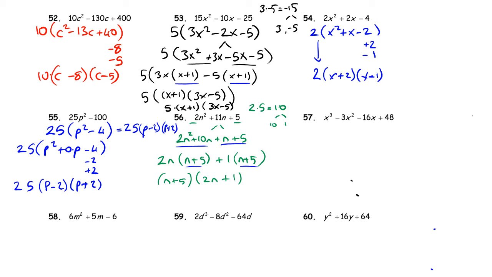Let's look at 57. This looks like a good example of the grouping method. We're going to group the first two and group the next two. In the first two, the greatest common factor is x squared. So let's factor out an x squared from the first two, x minus 3. On the second group, 16 is a common factor. Because the leading coefficient is negative, I want to factor out a negative 16. Then I will have x minus 3 inside. We must see matching binomials throughout this process.